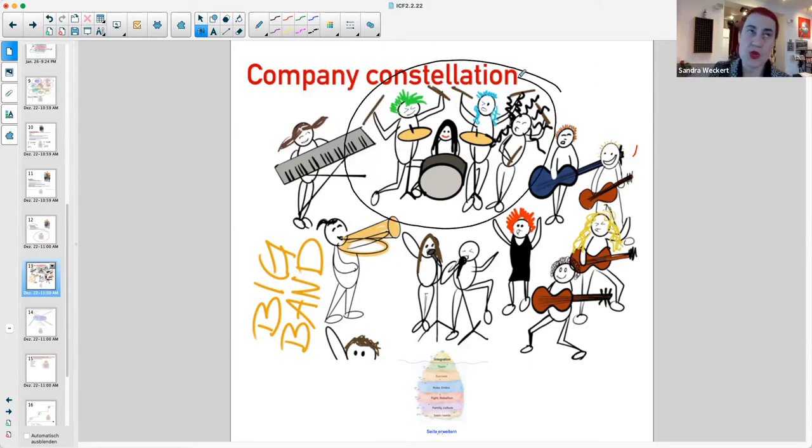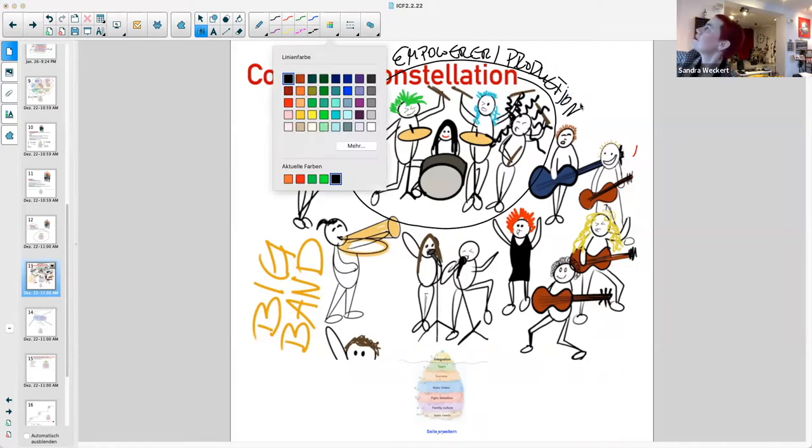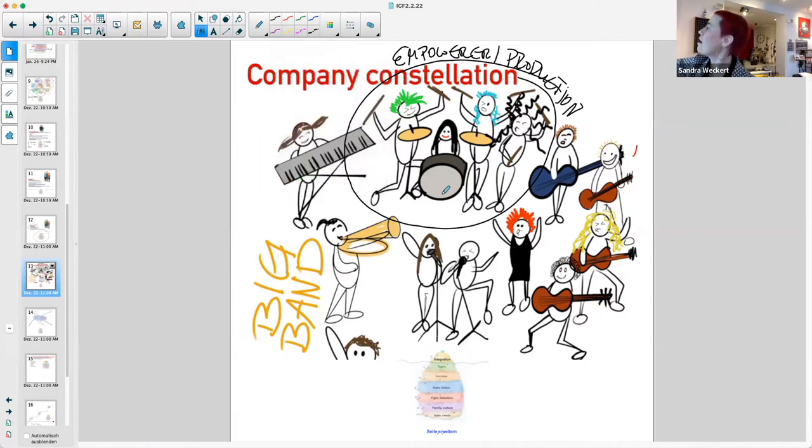People who choose drums or percussion are always good as empowerers. They are always good in production. They love to be the heart, to act like the heart in the company, because they will never stop to give, pump energy into the system.